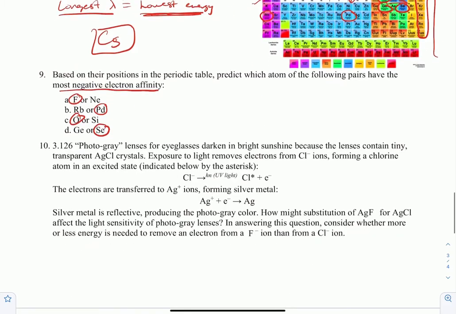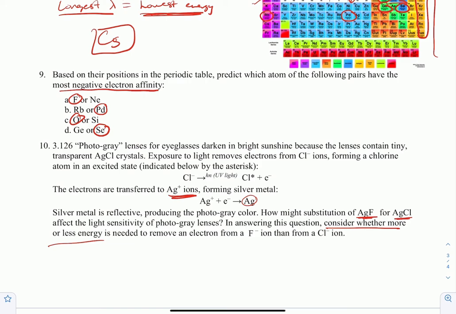Okay, last one, number 10. Photogray lenses for eyeglasses darken in bright sunshine because the lenses contain tiny transparent silver chloride crystals. Exposure to light removes electrons from chlorine ions, forming a chlorine atom in an excited state, indicated by the asterisk below. Okay, the electrons are transferred from the silver ions, forming silver metal, so we get this. Okay, so the silver metal is reflective, producing the photogray color. How might the substitution of silver fluoride for silver chloride affect the light sensitivity of photogray lenses? In answering this question, you want to consider whether there's more or less energy needed to remove the electron from an F ion or from a chlorine ion.